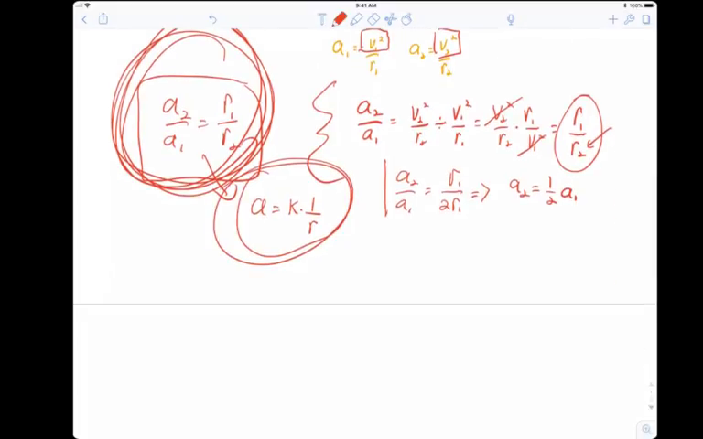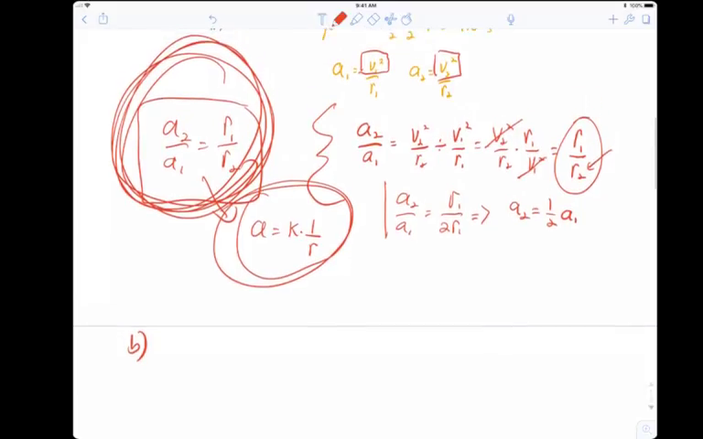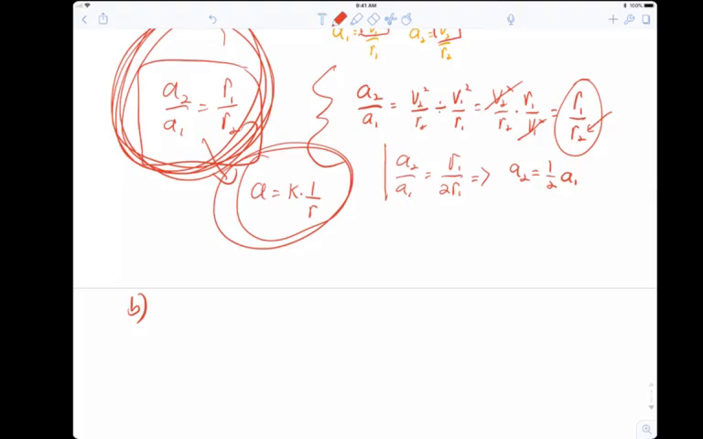So part B of this question, without further ado: the speed is doubled without changing the circle's radius. So in this case, a1 is equal to 8. v2 is double v1. r1 is equal to r2.